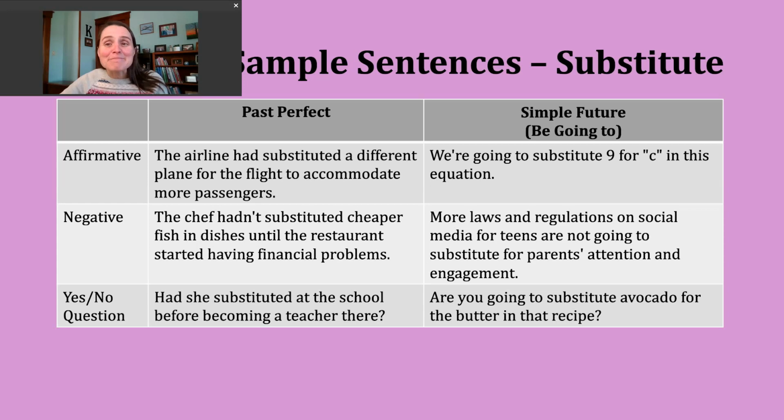Finally, let's look at making a yes or no question with be going to. To do this, you start with a form of be, whatever form matches your subject, that subject comes next. Then you use going to and the base verb. Here's my last example. Are you going to substitute avocado for the butter in that recipe? So here, again, we're talking about something taking the place of something else.